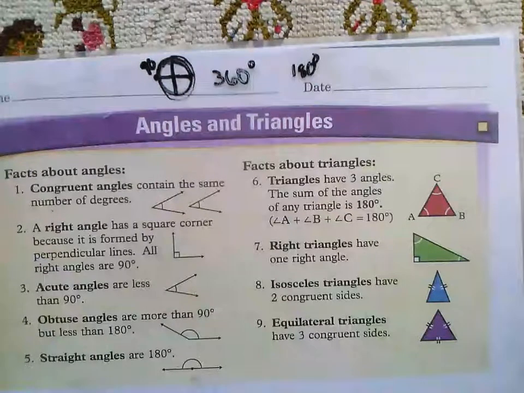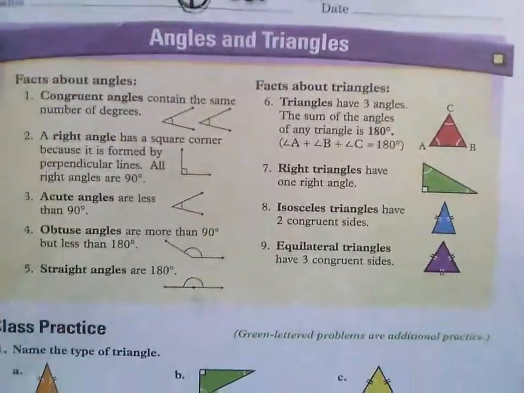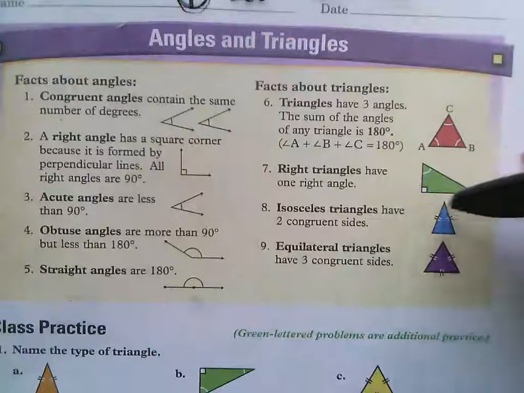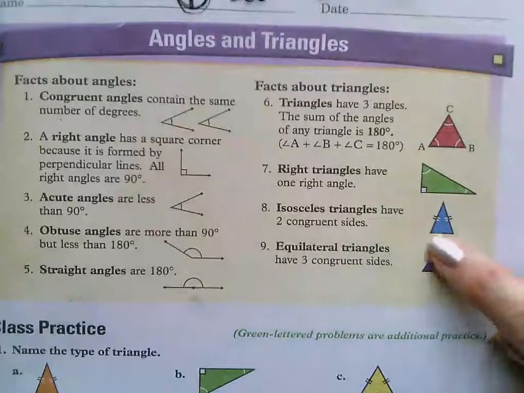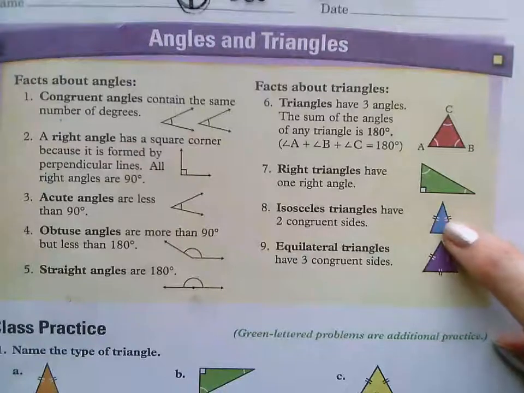Number 8, isosceles triangles. That's a weird, funny name, isosceles. I have no idea. It must be Greek or something. I don't know why they call it that, but it would be a great spelling challenge word if I could give you a spelling test right now. But isosceles triangles have 2 congruent sides. That means they're the same length. See these lines right here, these 2 lines, how they match? That tells you it's the same length.